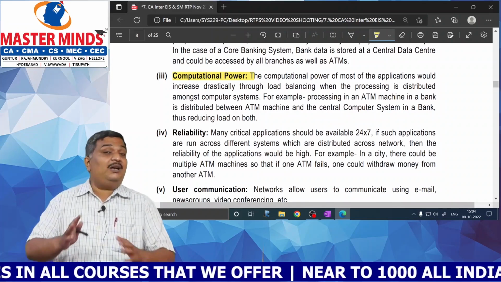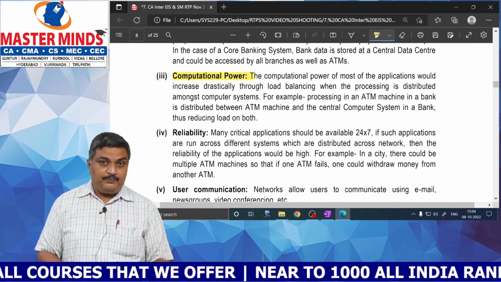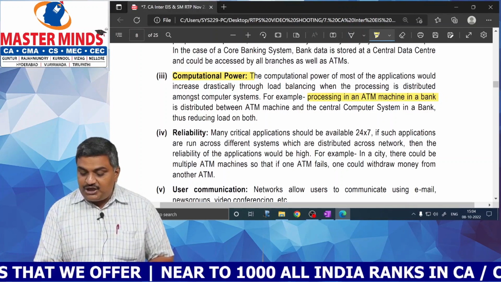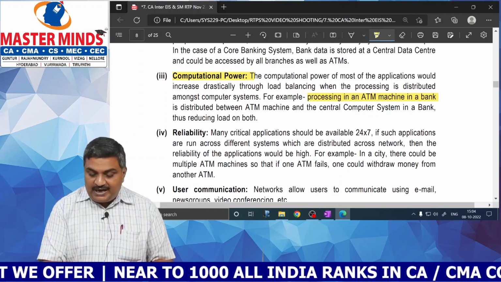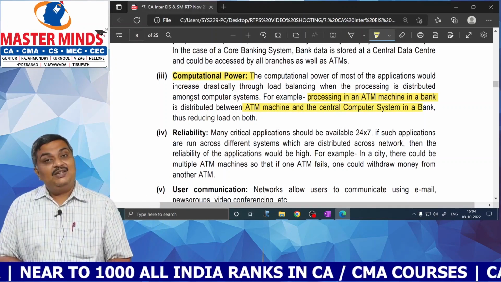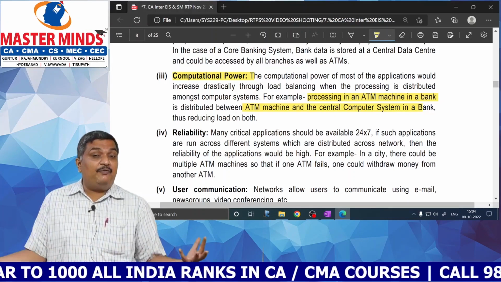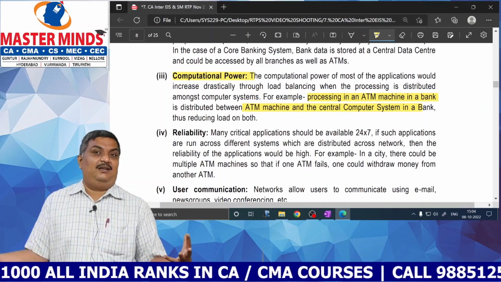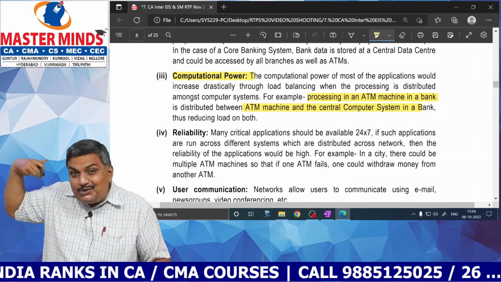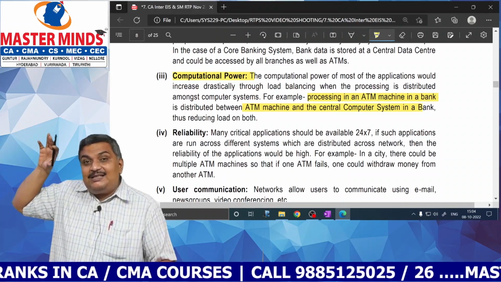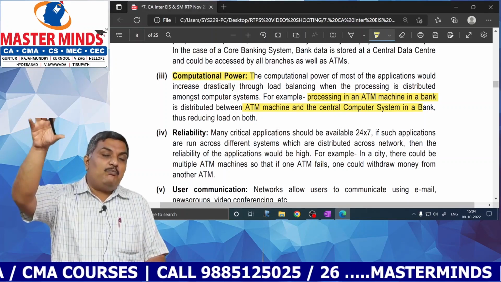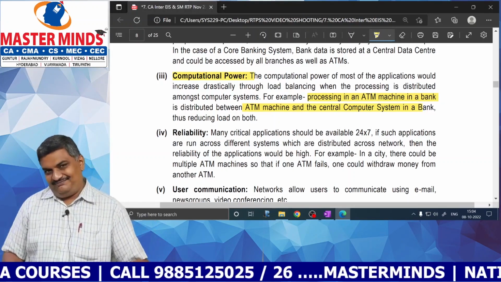See, for example, you can distribute the processing also. You can divide the processing also. Here the best example is given. Processing in an ATM machine in a bank is distributed between the ATM machine and the server in the bank. So the ATM machine need not be a very powerful machine to execute the tasks. At the back end, we have such a very big server, and that executes everything. And that is given to you through the ATM machine, which may not be such a very sophisticated machine.